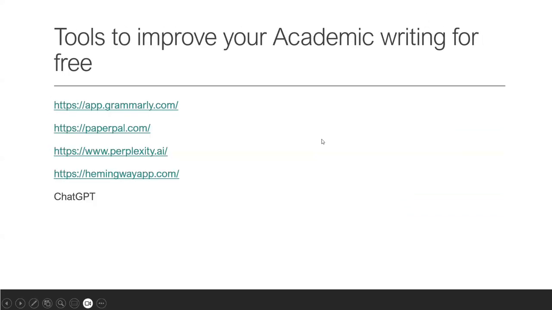There are certain tools that you can use for academic writing. If you're writing a case report, because English is not our first language, we generally make a lot of mistakes. These are websites you can use, for example Grammarly.com, Paperpal.com, Perplexity, and ChatGPT. ChatGPT will generally write things for you, so you can use it to a certain extent, but don't rely on it 100%.